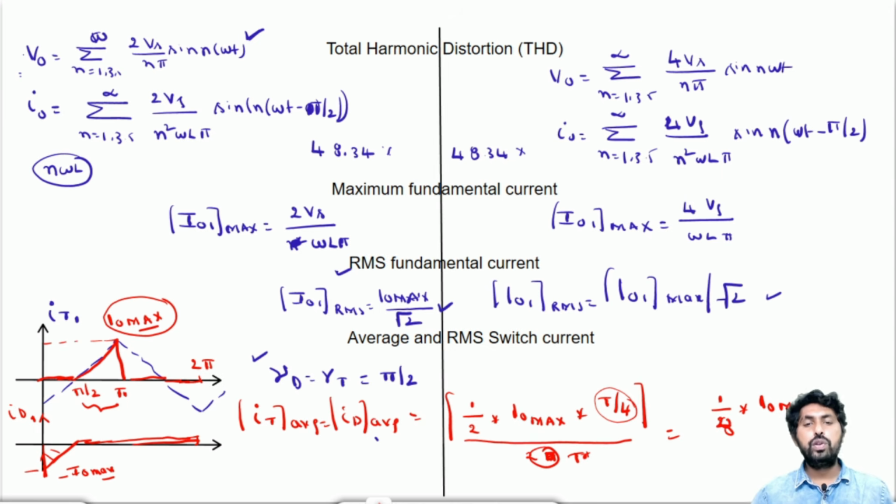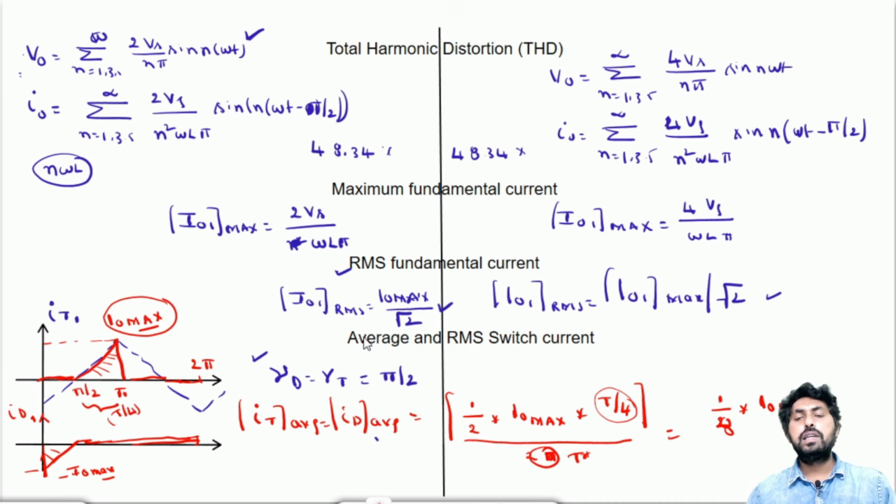So 1 by 8 into I naught max. For this, we can find the RMS value also. For the triangle waveform, the area of the square of the waveform will be A square tau by 3 divided by 2 pi.